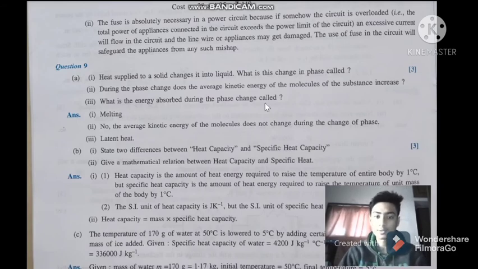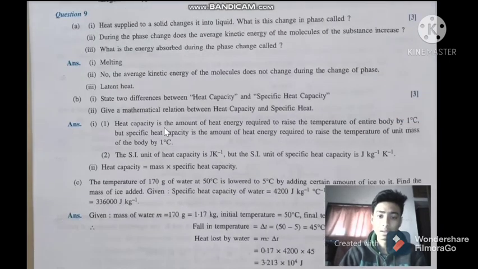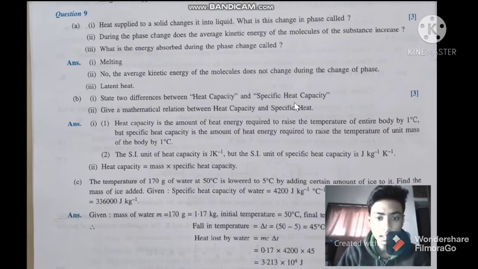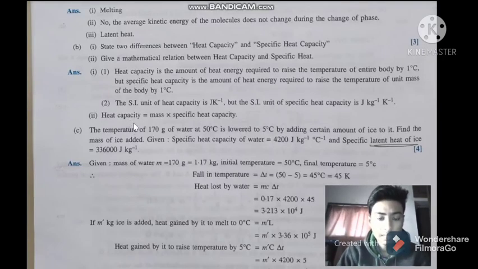And what is the energy absorbed? Although this third question is not in your syllabus, you need to know that it's the latent heat. So what is the difference between heat capacity and specific heat capacity? Heat capacity is the amount of heat energy required to raise the temperature of the entire body by 1 degree Celsius, but specific heat capacity requires a unit mass of the body. That is why heat capacity is measured in joule per Kelvin and the SI unit of specific heat capacity is joule per kg per Kelvin. This was the question for the mathematical relationship between heat capacity and specific heat: heat capacity equals mass into specific heat capacity.